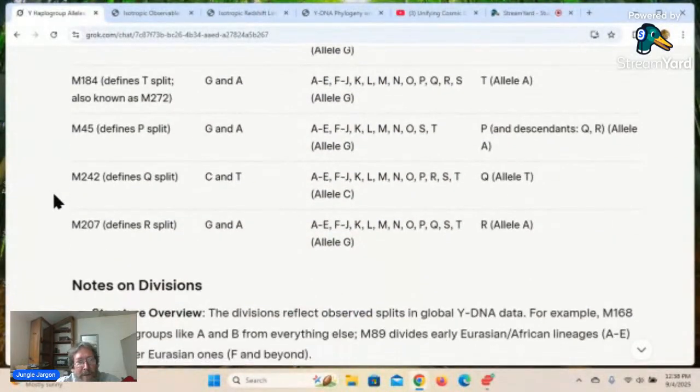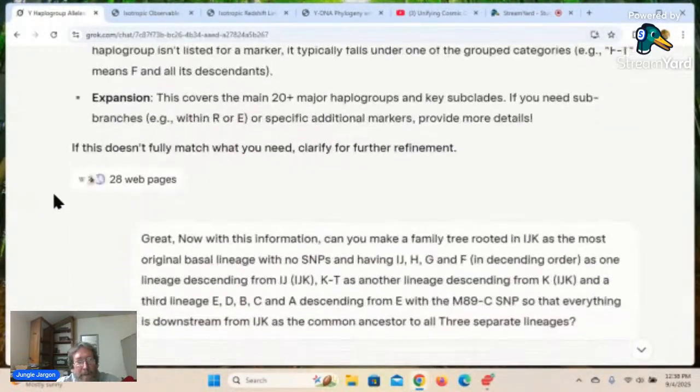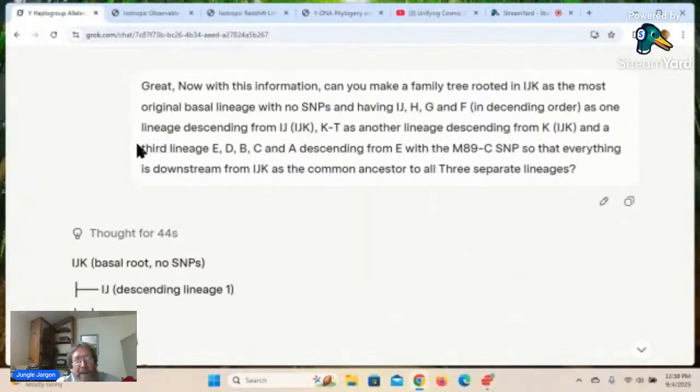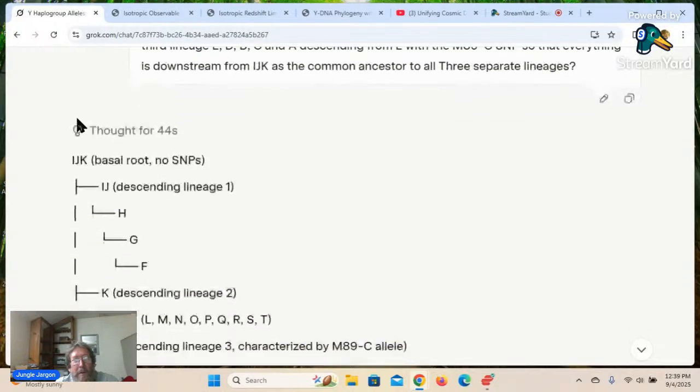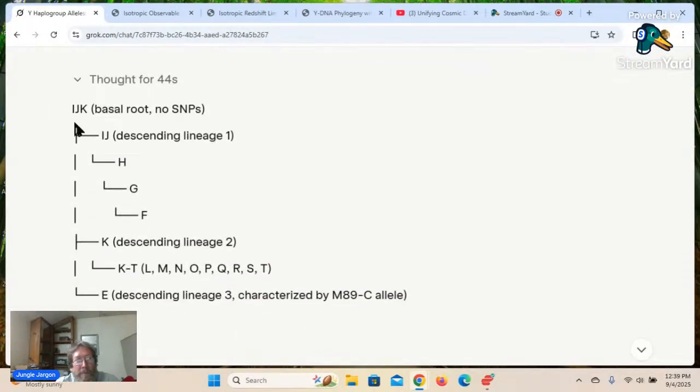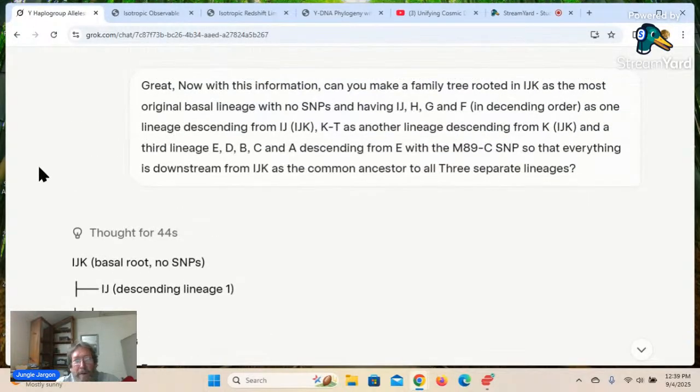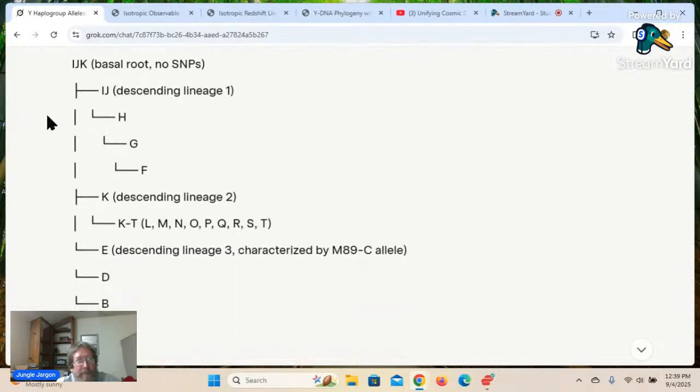Okay, so I said, great. Now with this information, can you make a family tree rooted in IJK as the most original basal lineage with no SNPs and having IJ, H, G, and F? So it did just that, with some further explanation there.